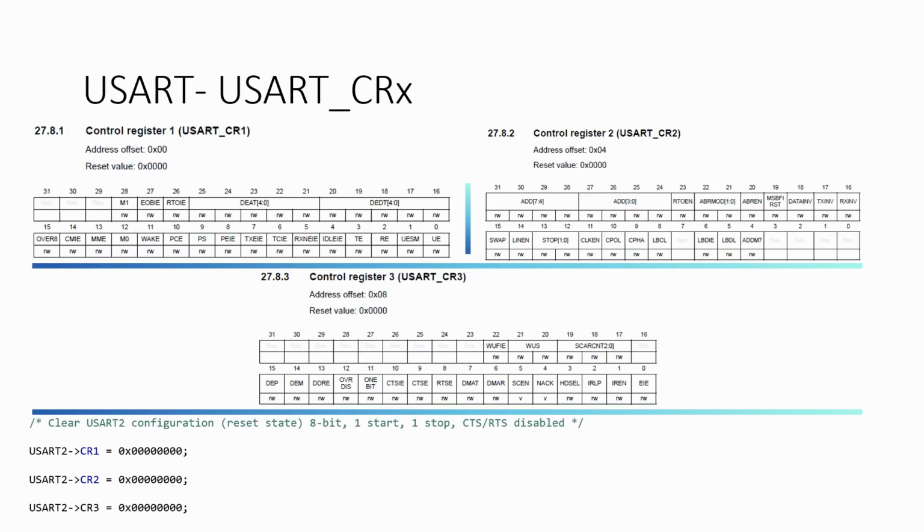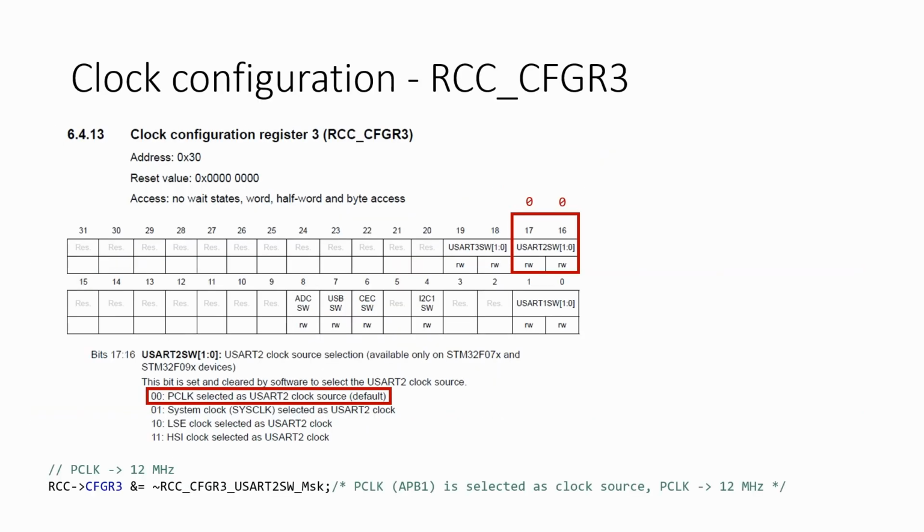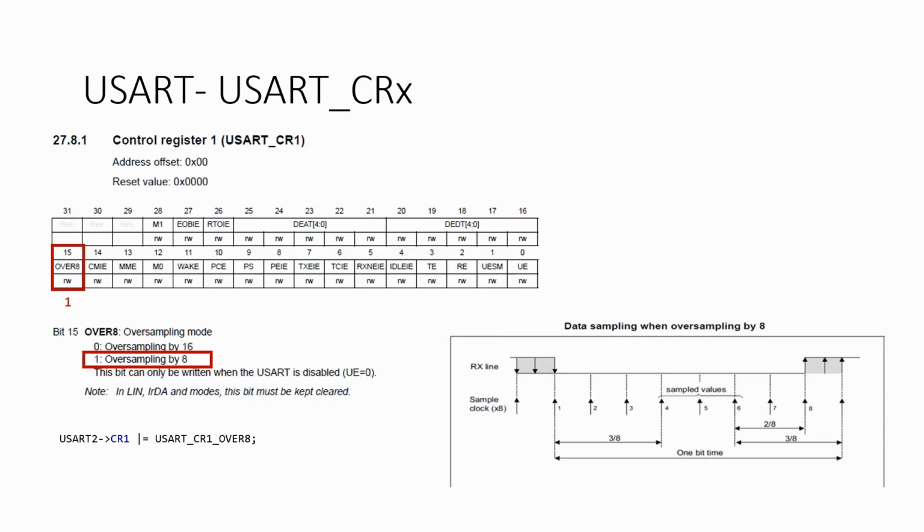You will need to clear the USART2 control registers CR1, CR2, and CR3. In the clock configuration register 3, you need to select PCLK as the clock source for the USART2. And in the USART control register 1, we will select the oversampling by 8 option.